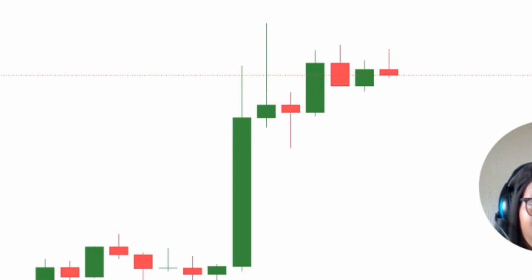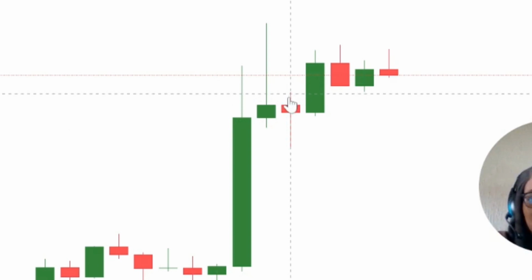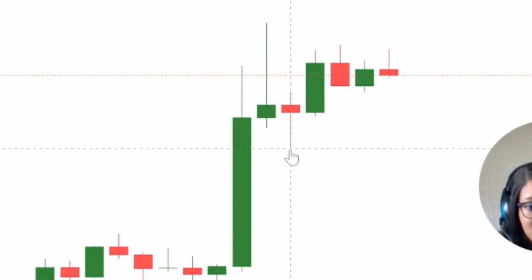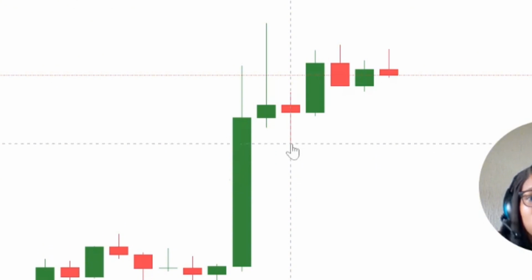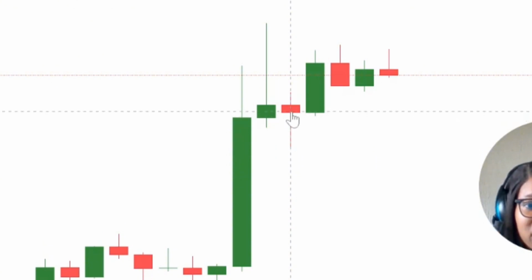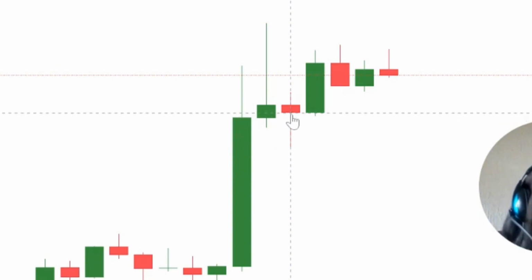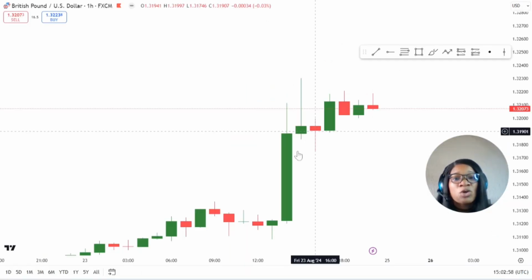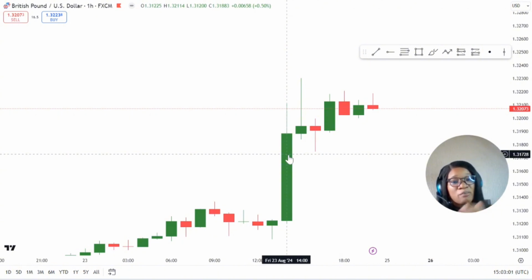I hope I'm not using my cursor tool. Up to this point, right? But then again, sellers dropped the market down to this point. They couldn't continue selling before the buyers took it up again, and the market closed somewhere at 1.3190. Okay, 1 point. So within this candlestick, you will see a lot of buy and sell candles.